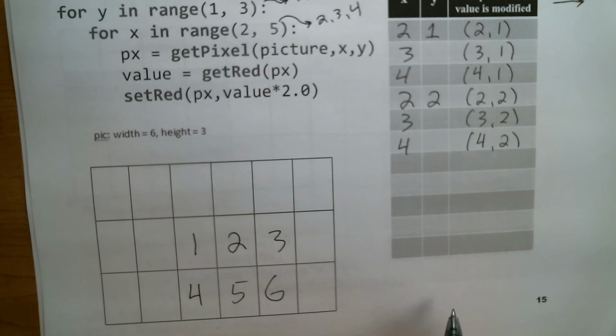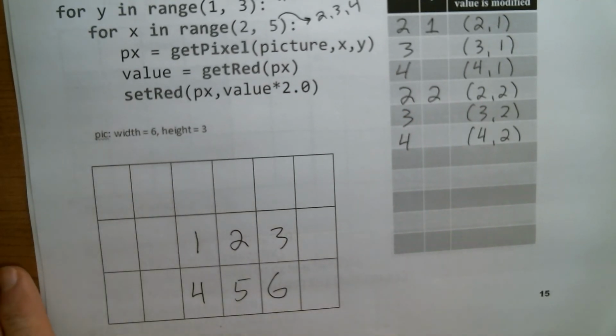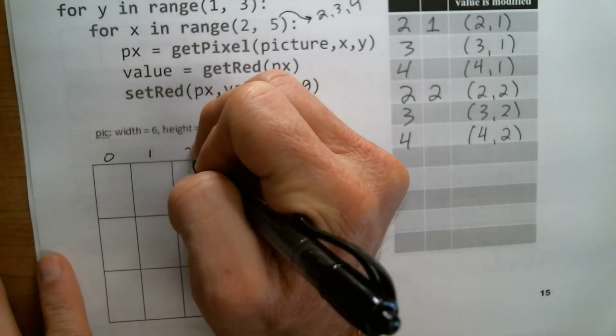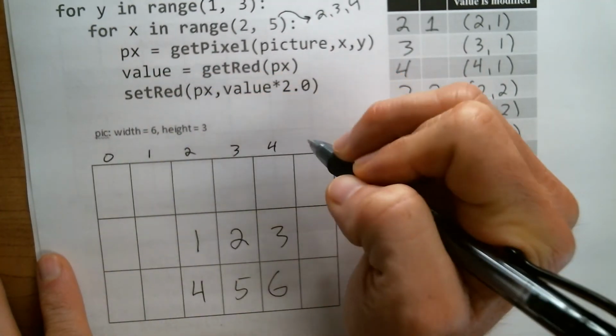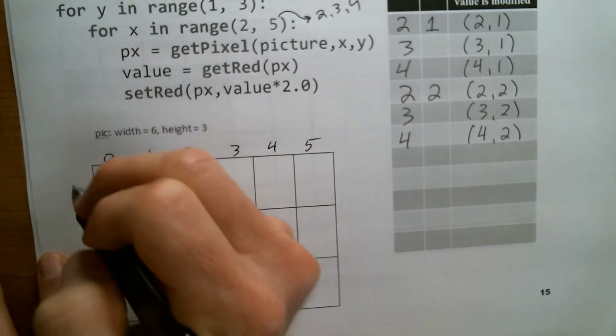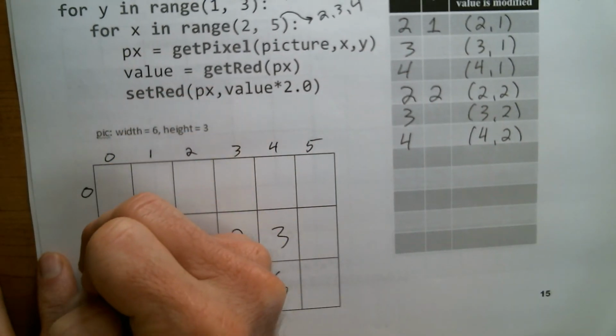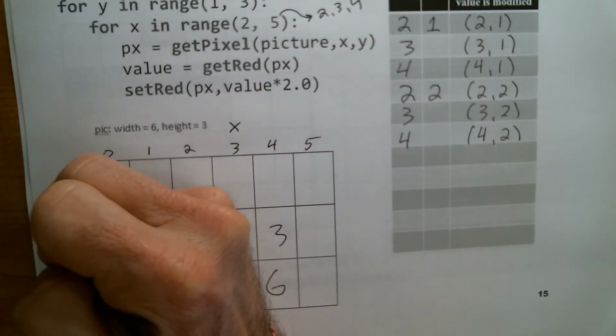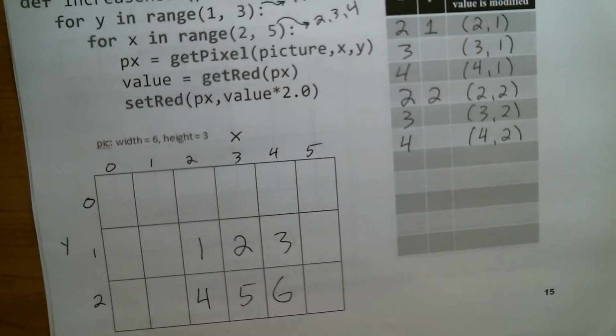And again, if you're wondering what's going on here with the numbers, just remember, this would be 0, this would be 1, this would be 2, this would be 3, this would be 4, this would be 5, and then the same thing going down. This would be 0, 1, and 2. So you have to remember that the first one is 0, 0, not 1, 1. And again, obviously, these are your X's and these are your Y's.